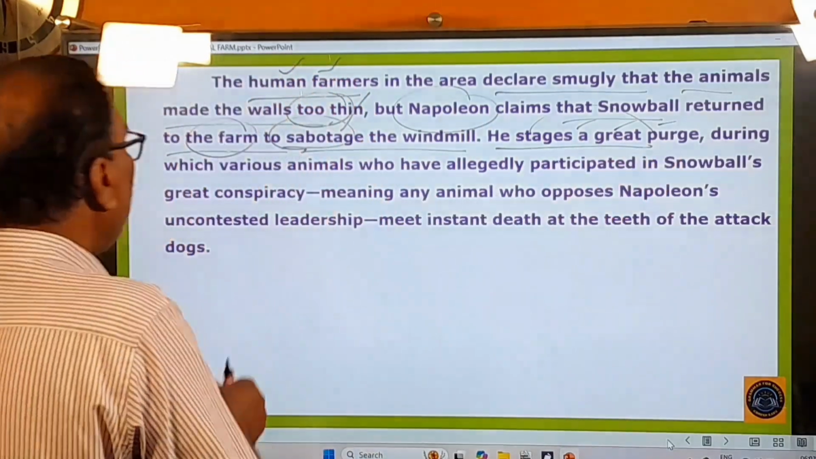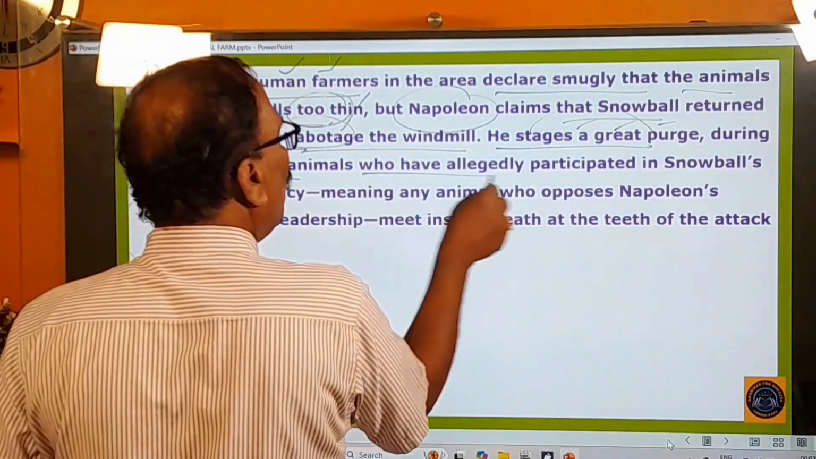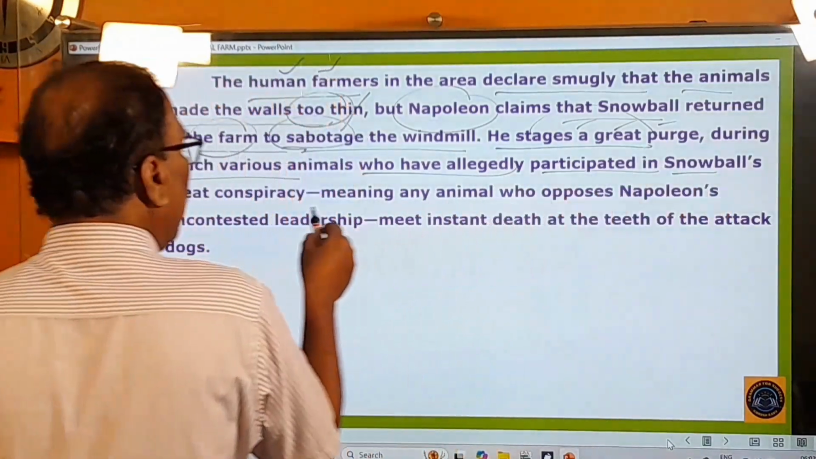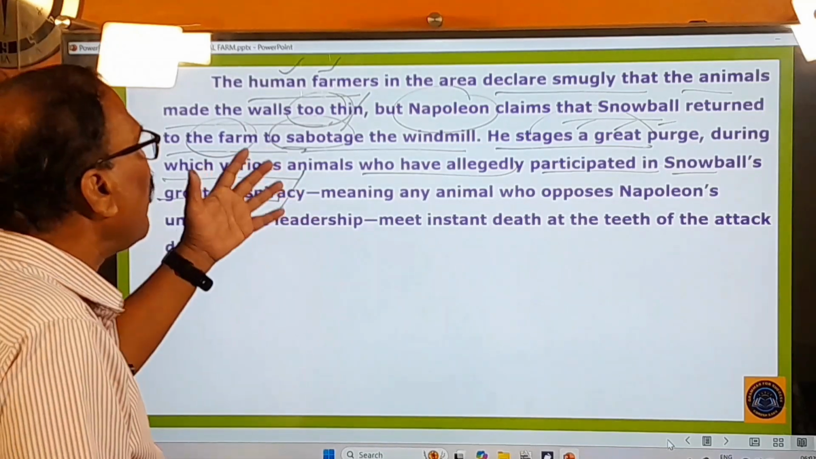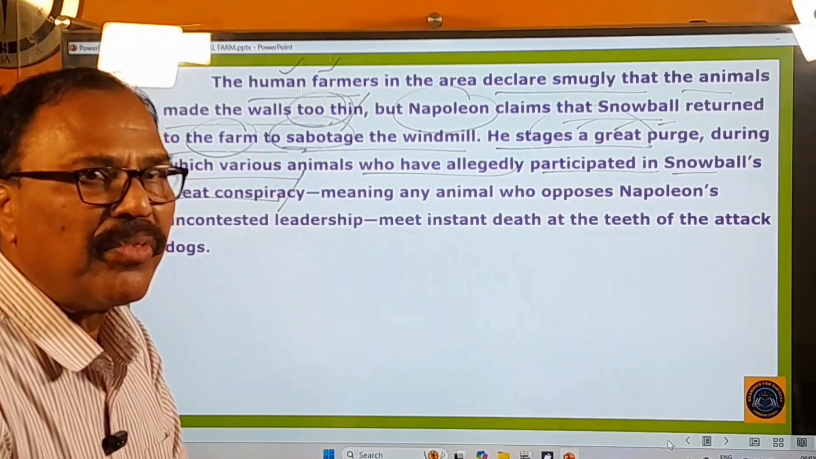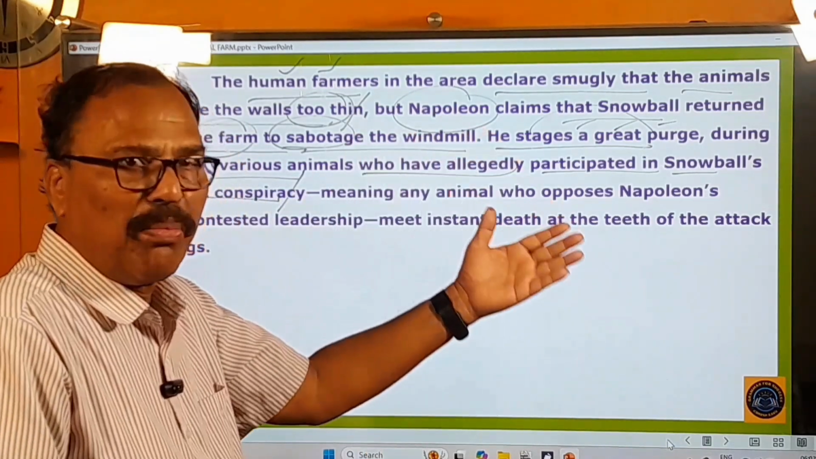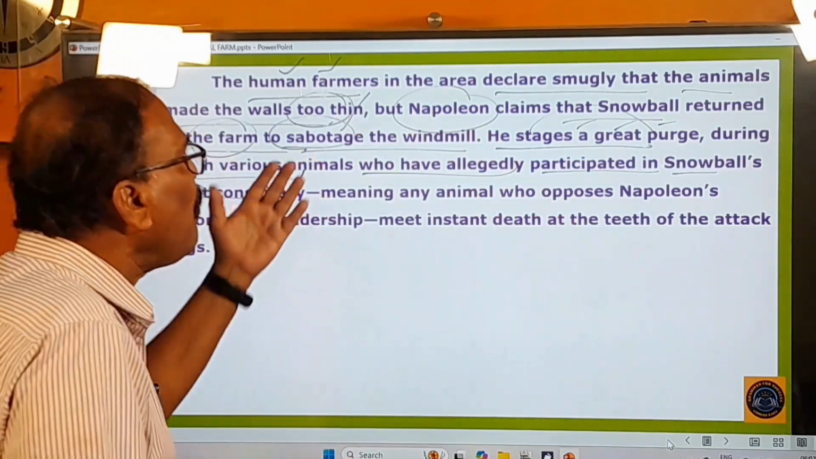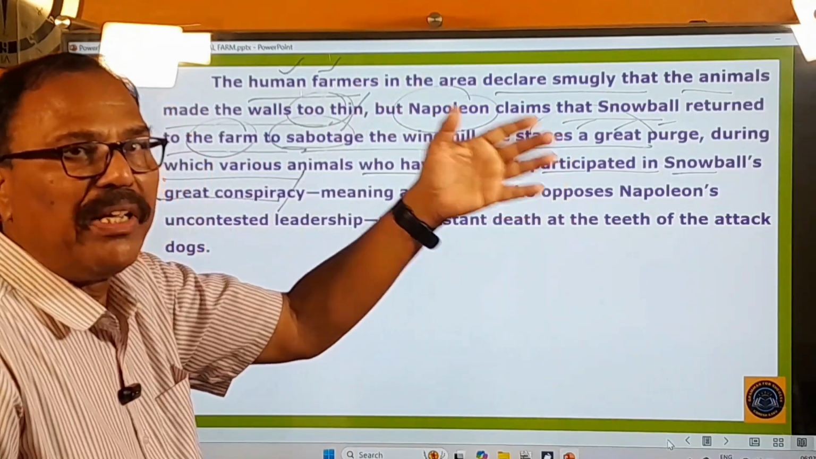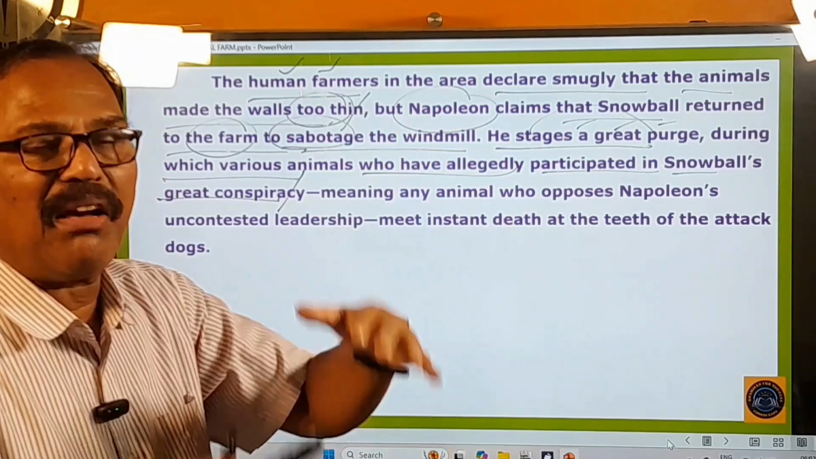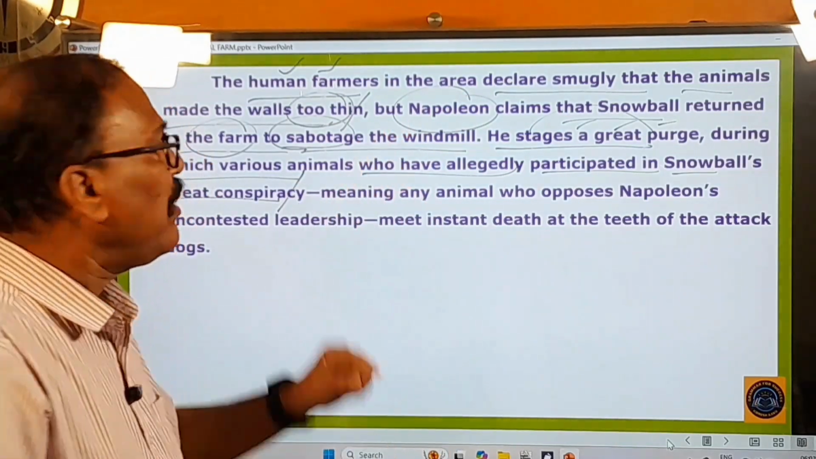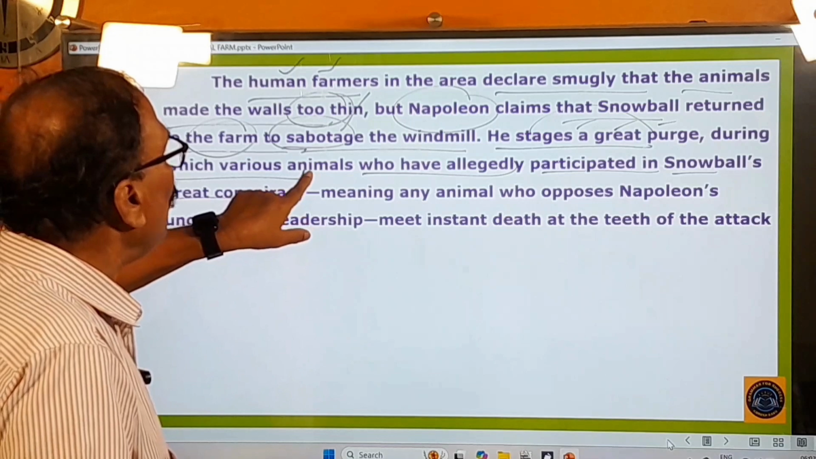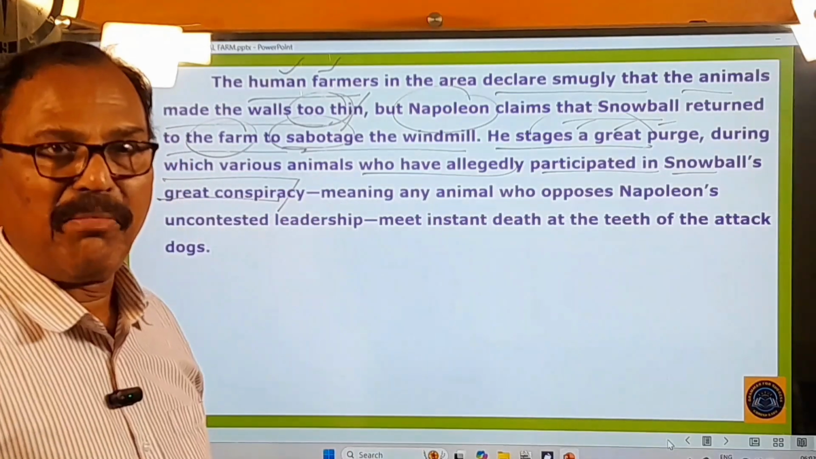And during which, what is that? Animals who have allegedly participated in Snowball's great conspiracy. So actually, some of the animals of this farm are in favor of Snowball and they helped Snowball when he came to sabotage the windmill. Napoleon knows that pretty well, and therefore he wants to remove those animals from that animal farm.